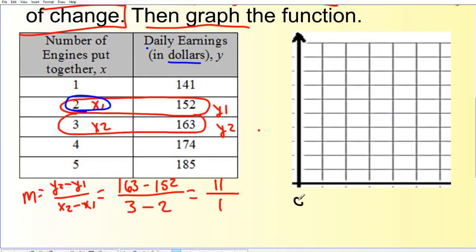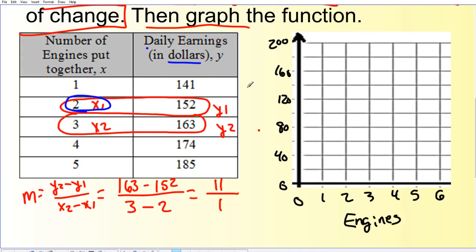So, 0, 0. My scale, I got to get up to around here, so I'm going to count by 20s. Because if I count by 20s, that gets me up to 200. There's 10 lines times 20 is 200. So if I go 20, 40, 60, 80, 100, 120, 140, 160, 180, 200. And I only need to get up to 5 hours, so 0, 1, 2, 3, 4, 5, and a bonus for good luck. This number is our engines. This number over here is our dollars.